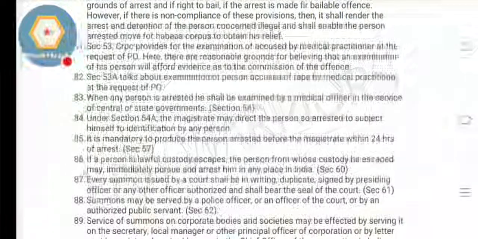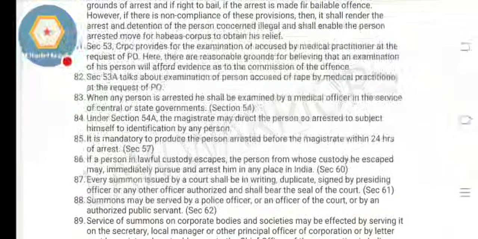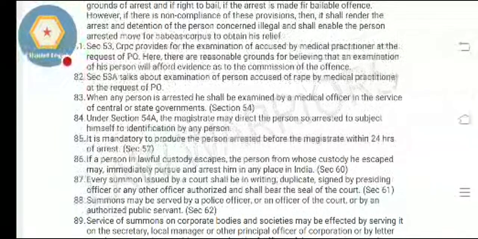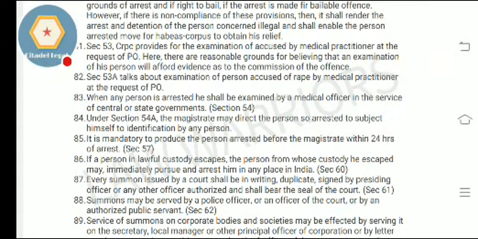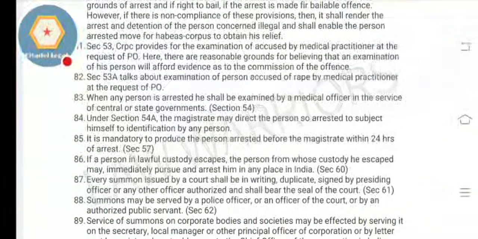Under section 54A, the magistrate may direct the person so arrested to subject himself to identification by any person. Under the Indian Evidence Act, the test and the identification have been mentioned under section what? Under section 9 of the Indian Evidence Act, where the identification of any person or thing has been provided. So that is section 9 of the Indian Evidence Act. Now under section 54A, the magistrate may direct the person arrested to identification by any person.